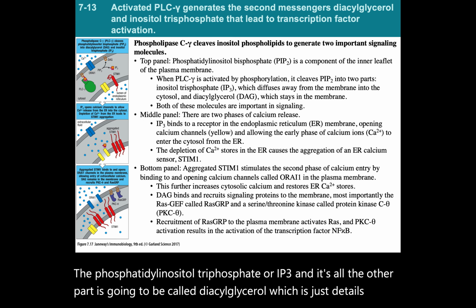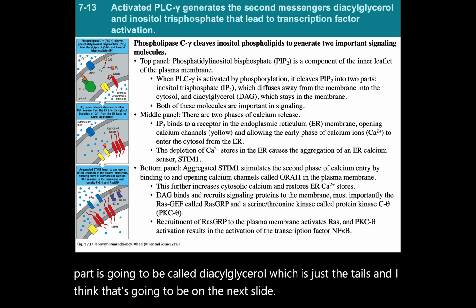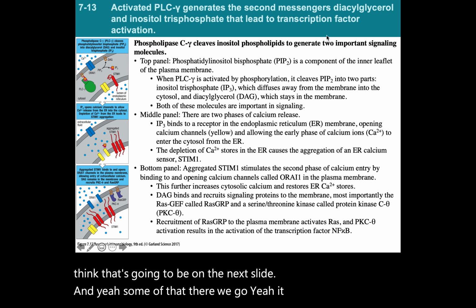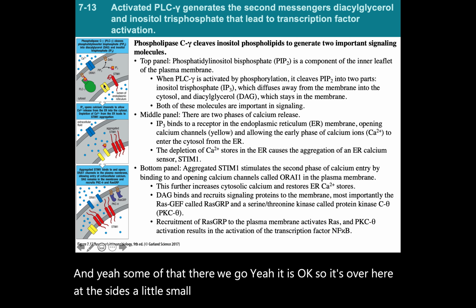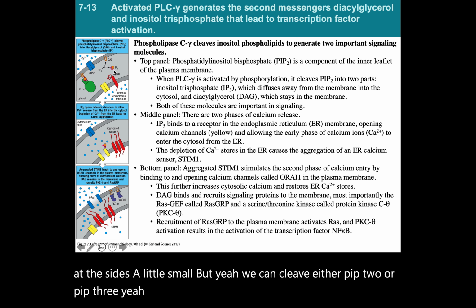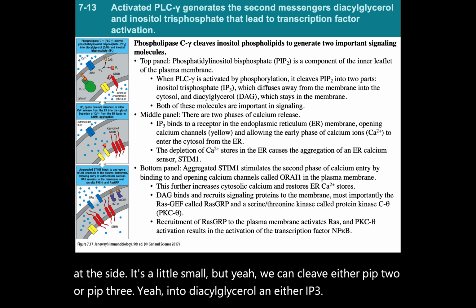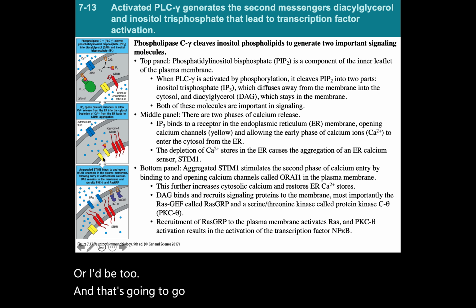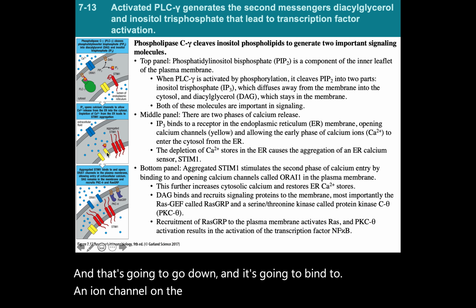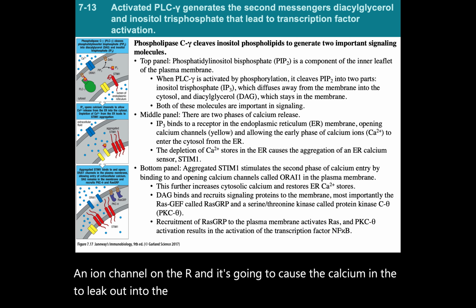And I think that's going to be on the next slide. Yeah, it is. Okay, so it's over here at the side. It's a little small, but we can cleave either PIP2 or PIP3 into diacylglycerol and either IP3 or IP2. And that's going to go down, and it's going to bind to an ion channel on the ER. And it's going to cause the calcium in the ER to leak out into the cytoplasm. And so we're going to deplete the calcium that would normally be stored up in the ER.